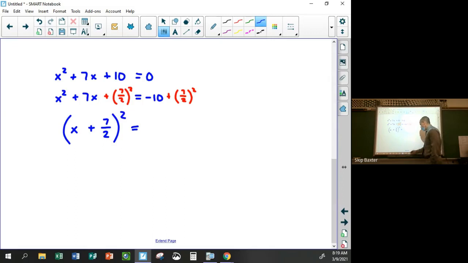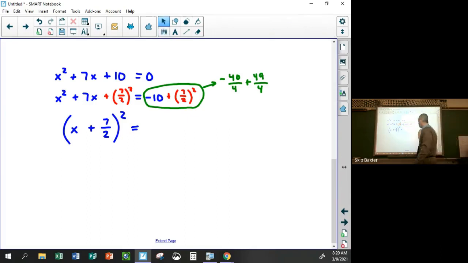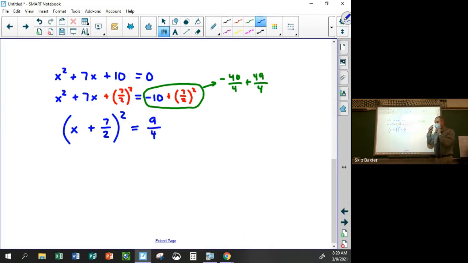And let's think about what we have on the right. On the right, this stuff is really negative 40 fourths plus 49 fourths, which is 9 fourths, right? You need a common denominator to add fractions. So the right-hand side is 9 fourths. Everybody cool with that?